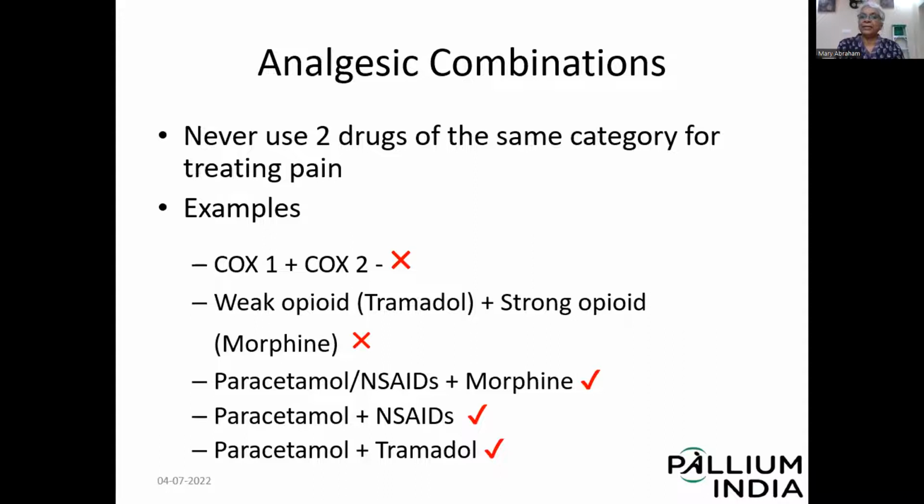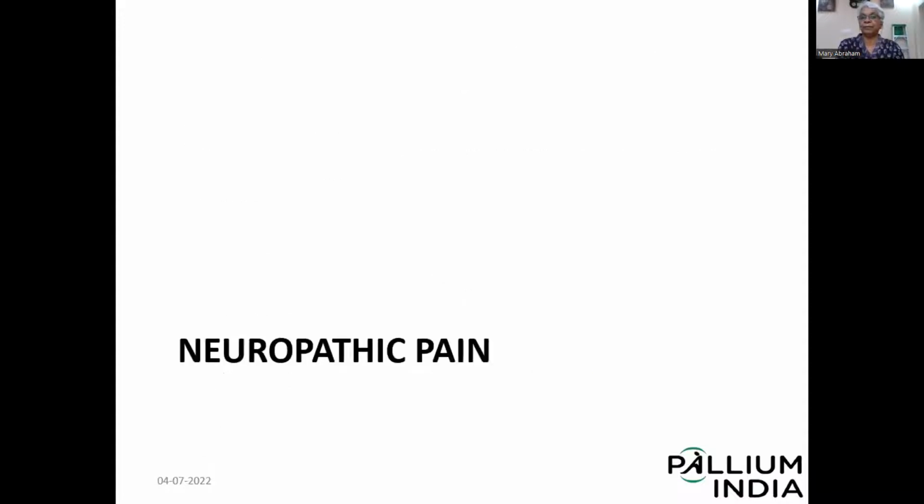So when you look at analgesic combinations, we should never use two drugs of the same category. For example, you don't use two strong opioids. We don't combine fentanyl with morphine, okay, or methadone with morphine. Similarly, you don't combine a COX-1 and a COX-2 inhibitor. But the drug combinations that are favorable are when you want to give paracetamol or NSAIDs with morphine, or paracetamol with NSAIDs, or paracetamol with tramadol. So those are the favorable combinations.